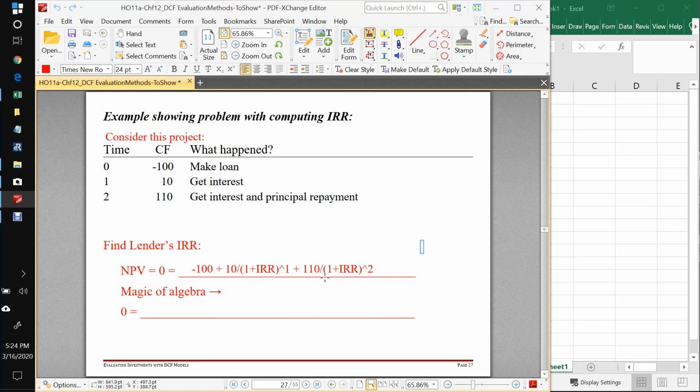Let's multiply both sides by 1 plus IRR squared, and that's going to give us that 0 is equal to minus 100 times 1 plus IRR squared plus 10 times 1 plus IRR plus 110. All right, now this should start to look familiar to you from work you did all the way back in high school.